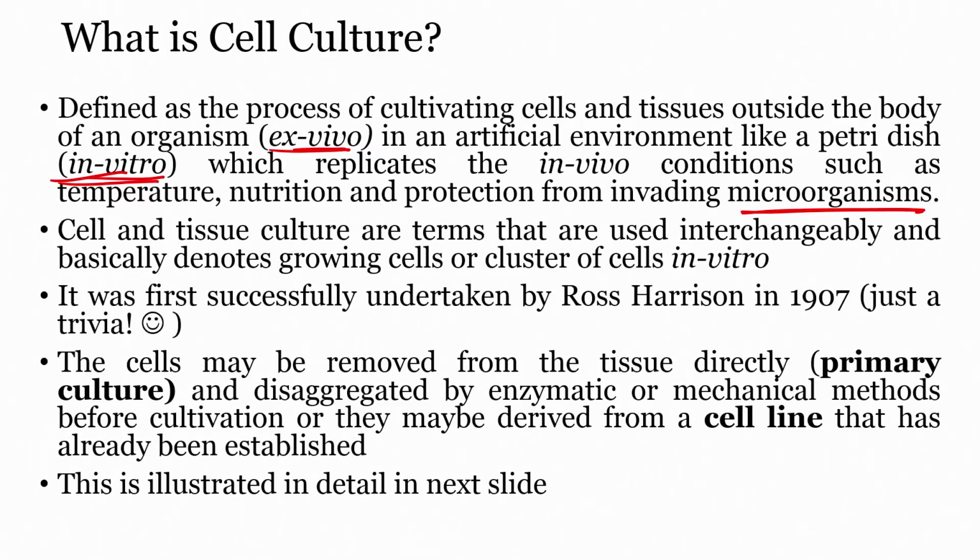It was first successfully undertaken by Ross Harrison in 1907, just trivia. The cells may be removed from the tissue directly, like primary culture, and disaggregated by enzymatic or mechanical methods before cultivating, or they may be derived from a cell line that has already been established. There are two ways of taking out the cells, so let us see both ways in the next slide.